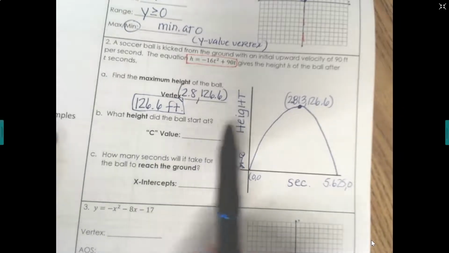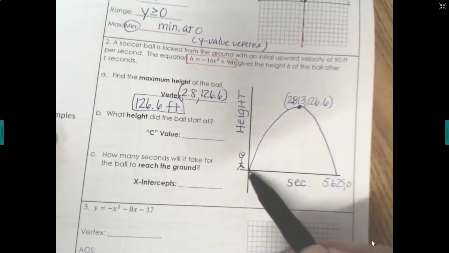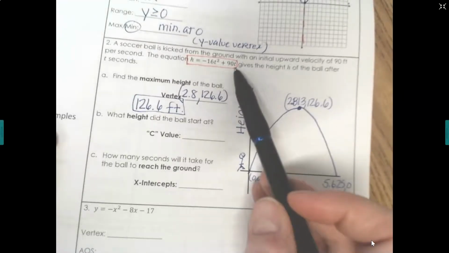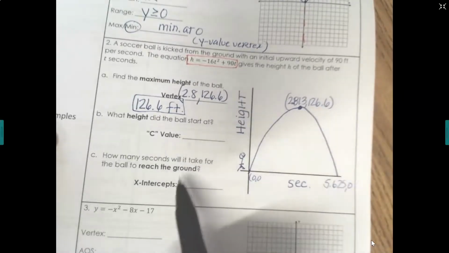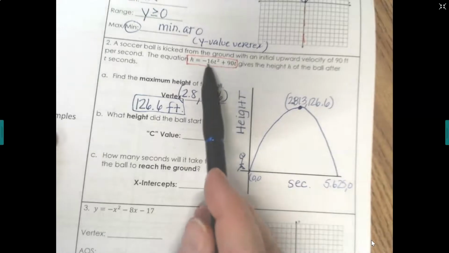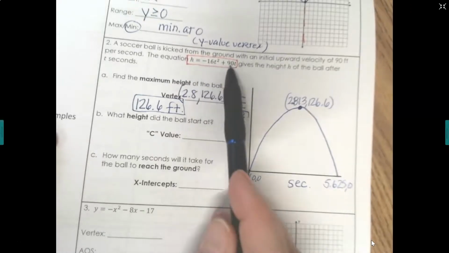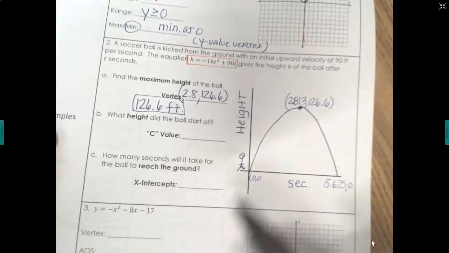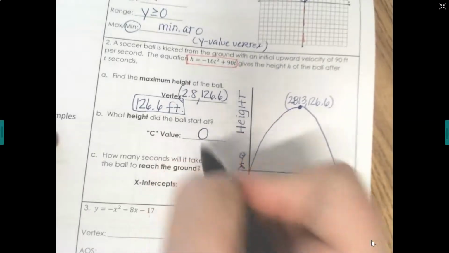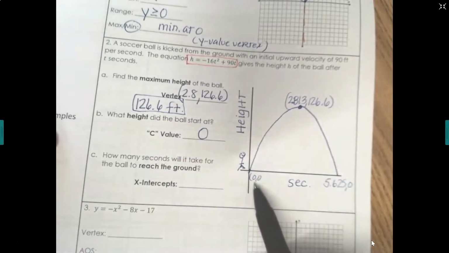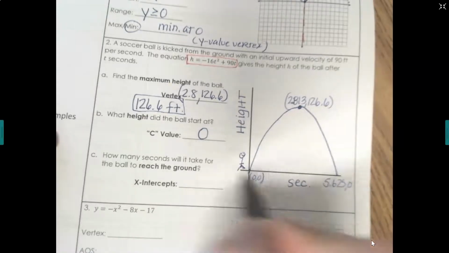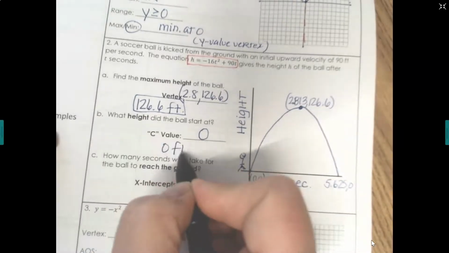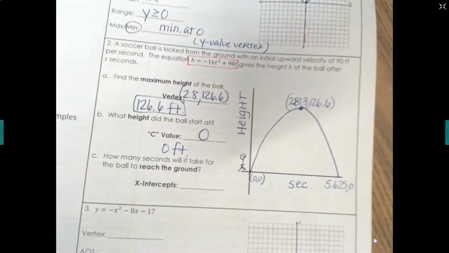So what height did the ball start at? Well, we can see here it started right here at (0, 0). You can tell the height that it starts at from the equation. It's going to be the C value. Well, negative 16 is the A value, 90 is the B value, and we don't have a C value. That means our C value is 0, which confirms we started at 0 feet because it started from the ground. You're 0 feet off the ground at the ground.